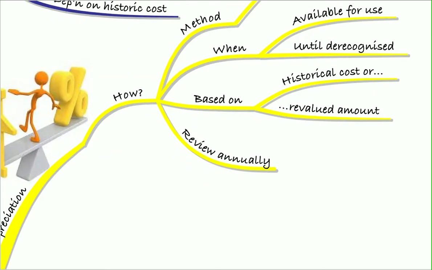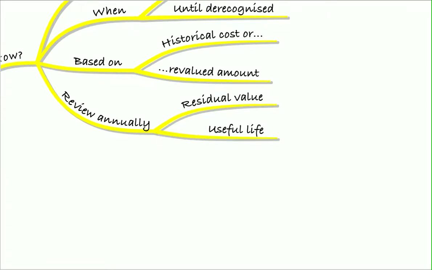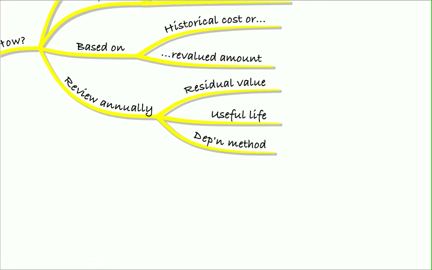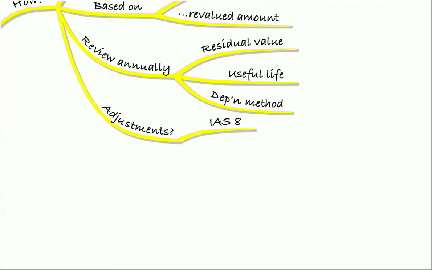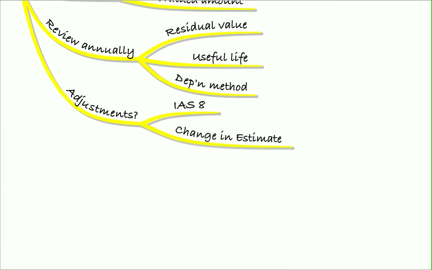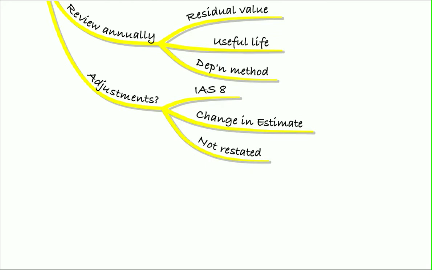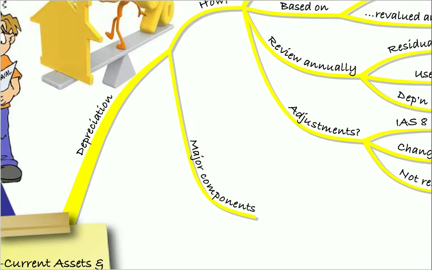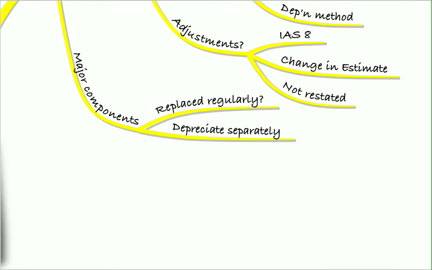We need to review annually, number 1, the residual value we expect, number 2, the useful life of the asset, and number 3, the depreciation method. And remember, if we need to adjust any of those, that will be under IAS 8, a change in accounting estimate. So we don't restate previous years, we simply do it moving forward. We also learned that for major components, if they're replaced regularly, we depreciate them separately.